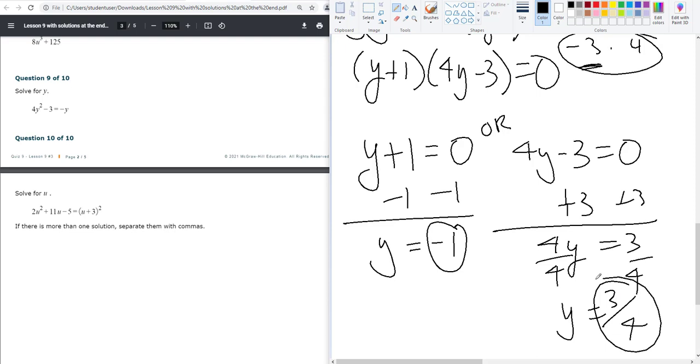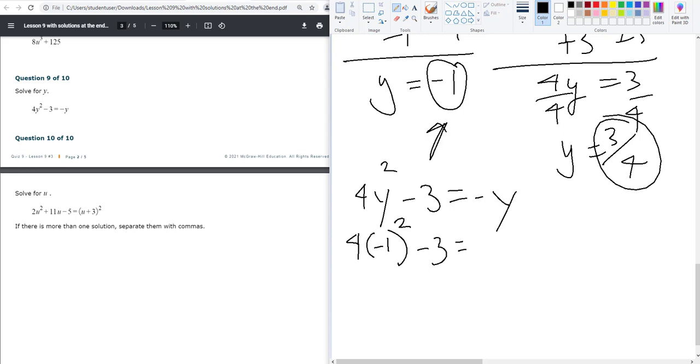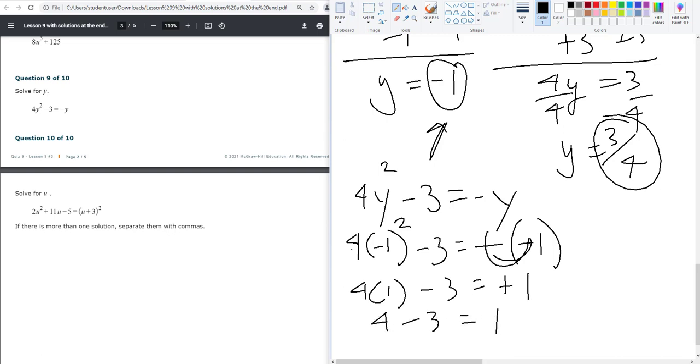Now, I did recommend, number 5, that you do a check. So let's go back to this original equation. 4y squared minus 3 is negative y. And let's substitute in this negative 1 and see what happens. I'm going to put a negative 1 in parentheses squared. Now be careful here. A minus and then y is minus 1. So there are two minuses here. So 4, negative 1 times negative 1 is 4 times 1, minus 3. And then negative and negative make a positive 1 on this side. 4 minus 3 equals 1. And that's true. So I know the first one works.